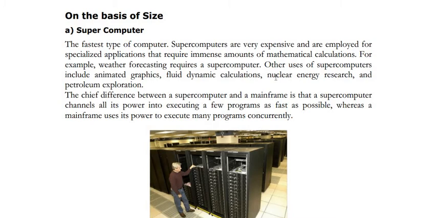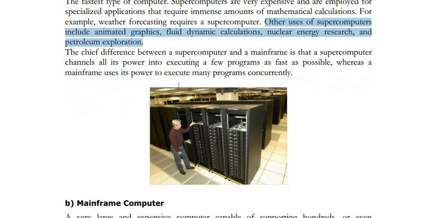On the basis of size. A. Supercomputer. The fastest type of computer. Supercomputers are very expensive and are employed for specialized applications that require immense amounts of mathematical calculations. For example, weather forecasting requires a supercomputer. Other uses include animated graphics, fluid dynamic calculations, nuclear energy research, and petroleum exploration.